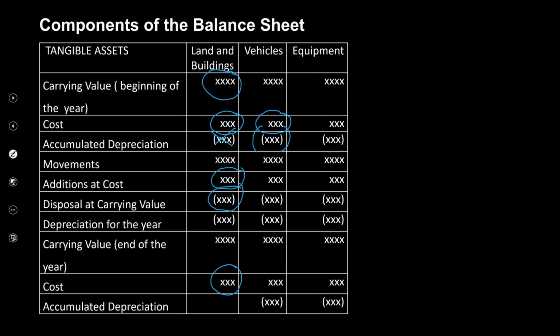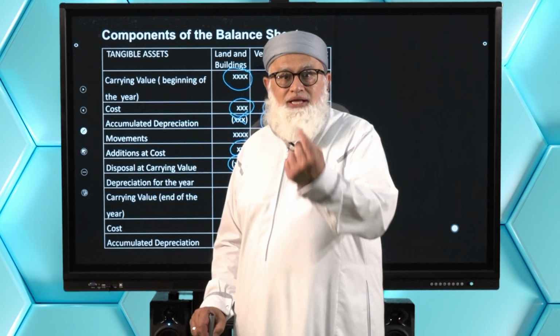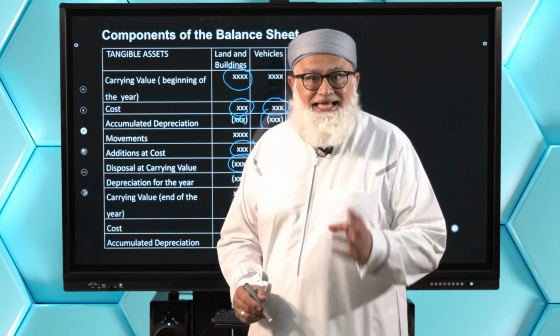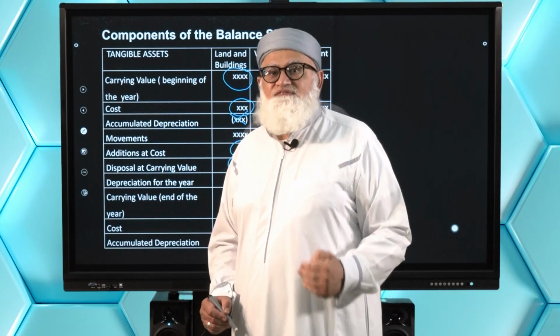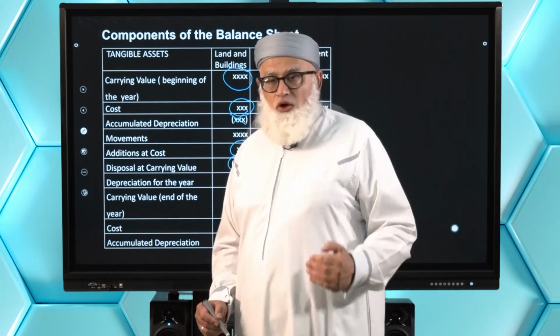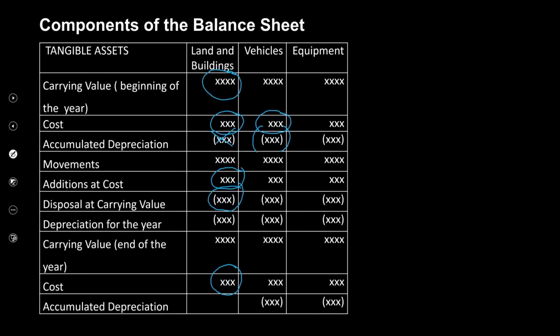Now notice that accumulated depreciation is what we refer to as a negative asset. Why? It reduces the value of your asset. Okay, and therefore, cost less accumulated depreciation will give you your carrying value at the beginning of the year. Right, then you go into movements. What happened during the year?